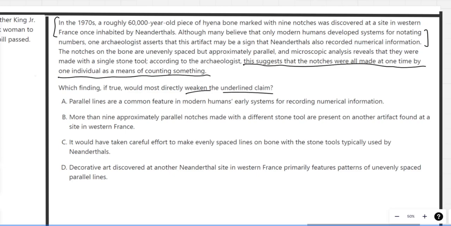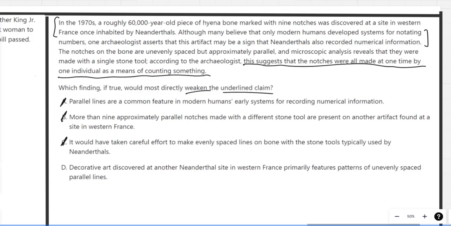If true, parallel lines are a common feature in modern humans' early systems for recording numerical information. I don't think that would weaken the claim. I think that's kind of what's being implied here as well. More than 9 approximately parallel notches made with a different stone tool are present on another artifact. I mean, that's just more counting. That's just counting to a number higher than 9. So no, I don't see how that would weaken the claim. It would have taken careful effort to make evenly spaced lines on bone with the stone tools typically used by Neanderthals. It doesn't mention anything about effort here, so I'm going to rule that one out.